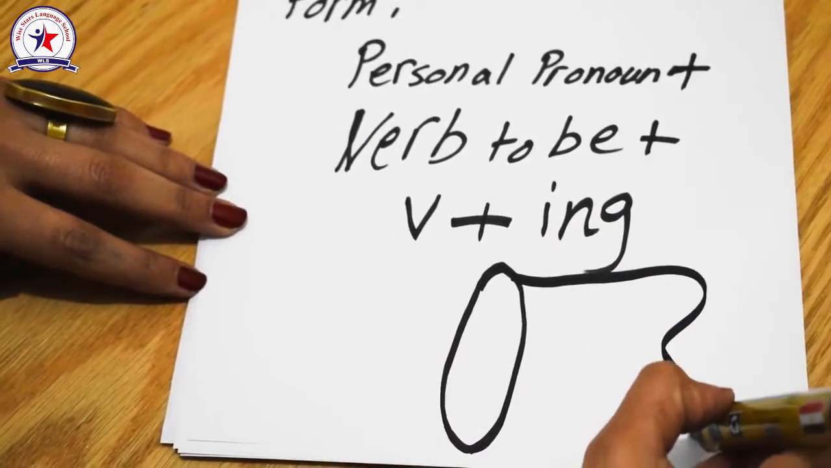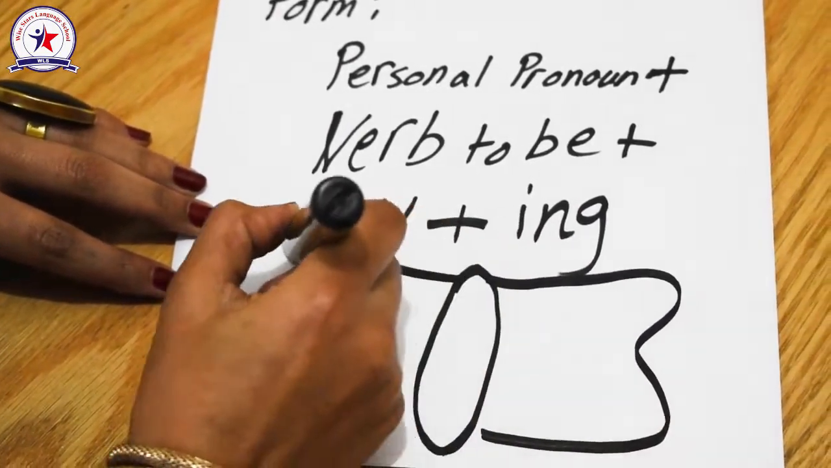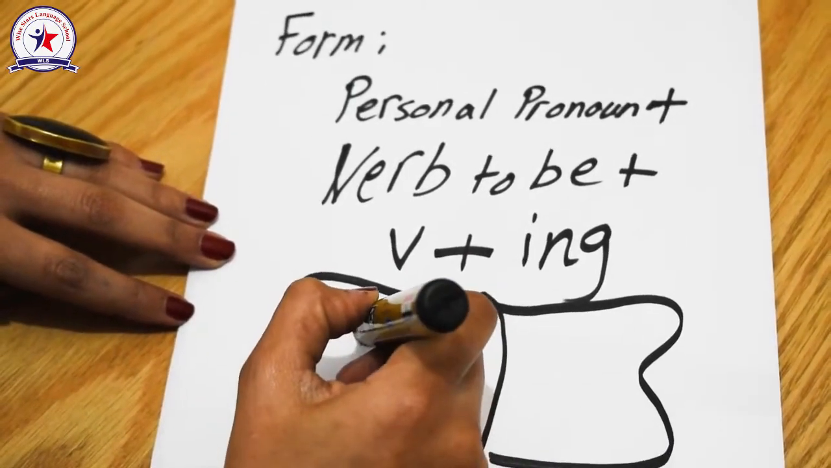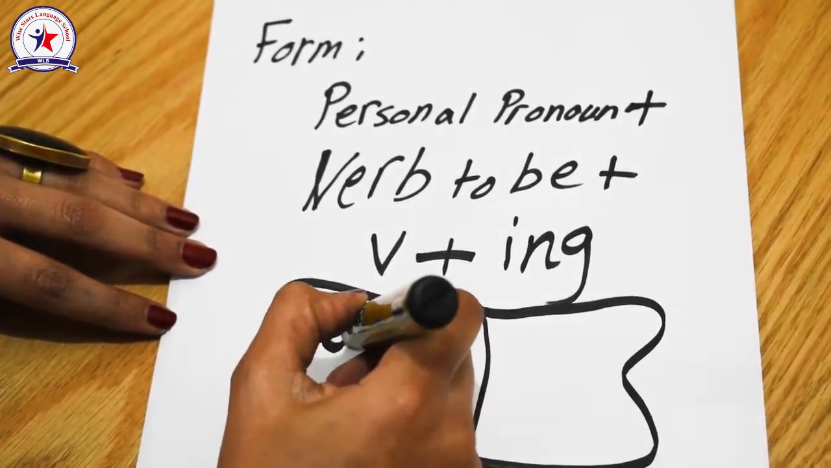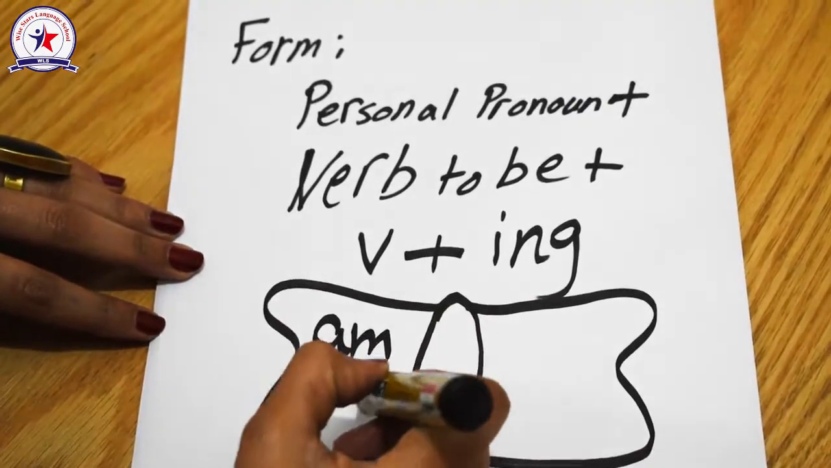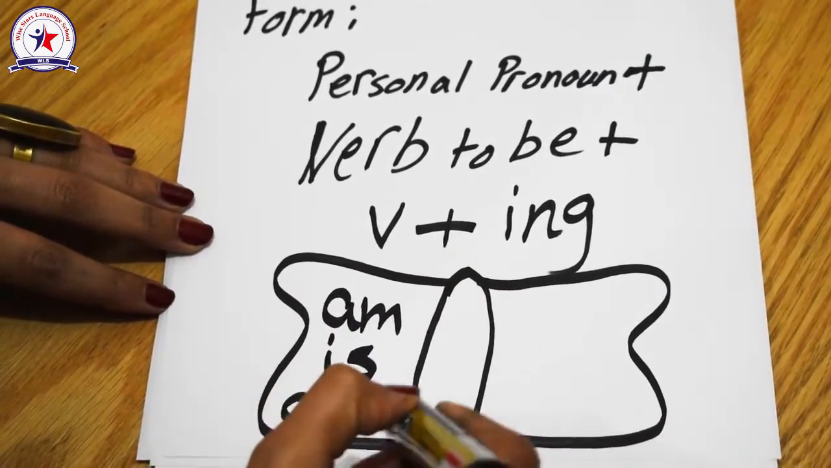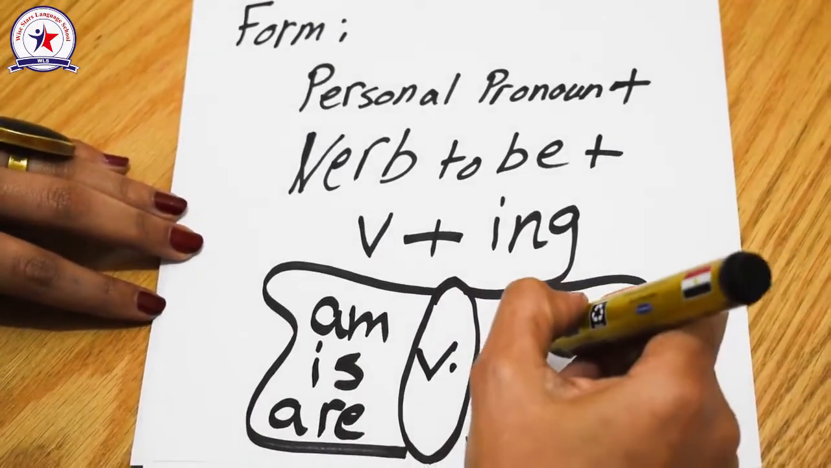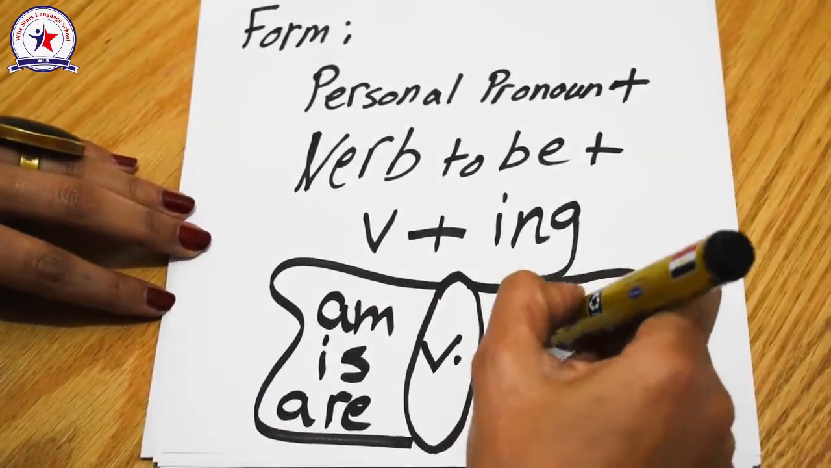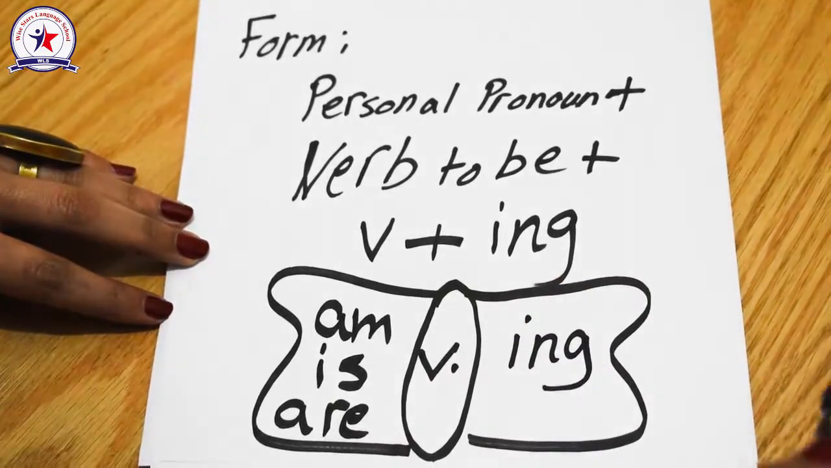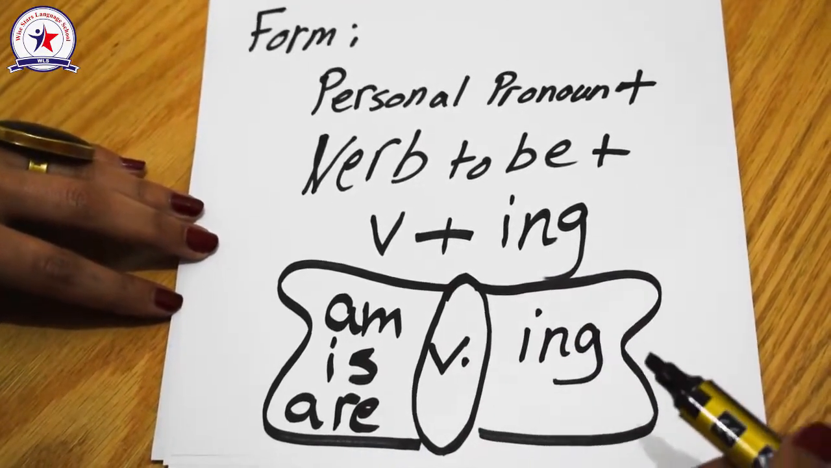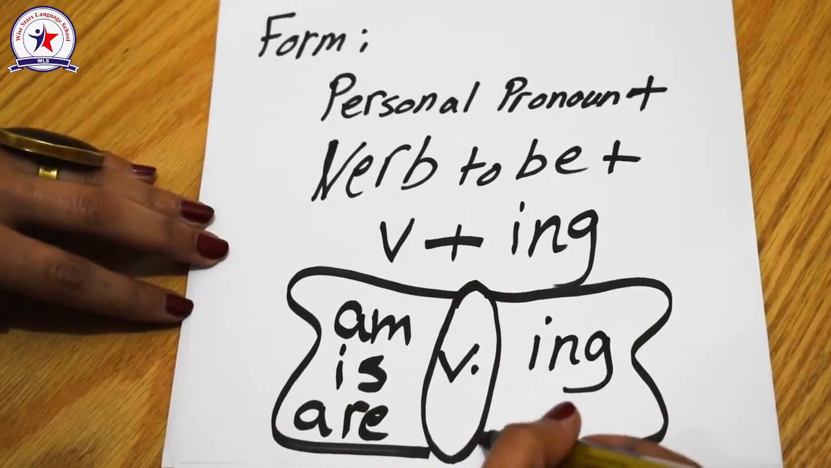The butterfly has 2 wings. So, the first wing, we use the verb to be, am, is, and are. The body is the verb, and the second wing is the ing. So, can the butterfly fly without one of its wings? Of course not.